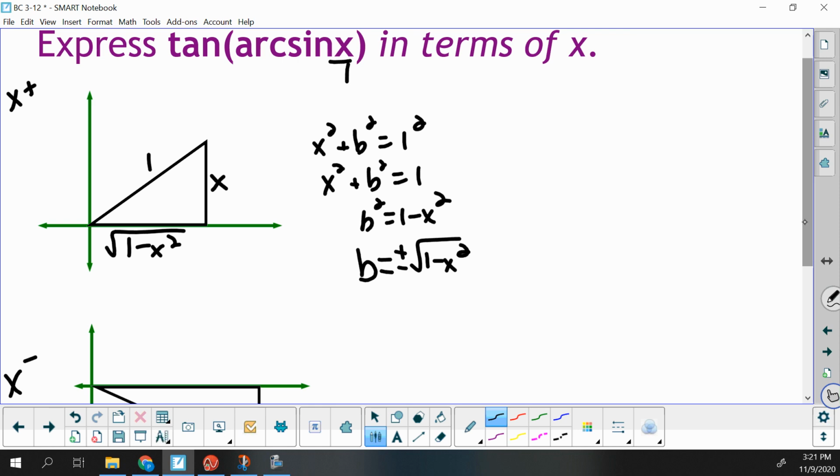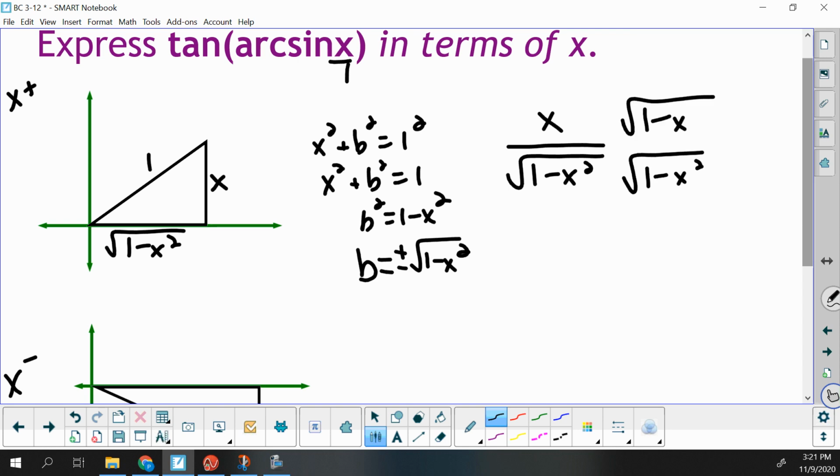They want us to do tangent. Tangent is opposite over adjacent. So we're going to have x over square root of 1 minus x squared. Then we got to rationalize. So that's going to become x times square root of 1 minus x squared over 1 minus x squared.